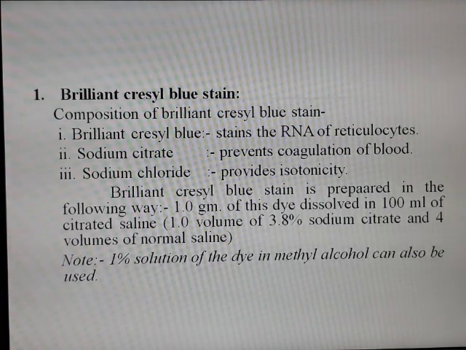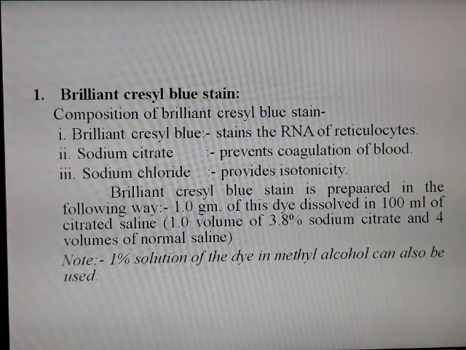The composition of brilliant cresyl blue stain is: we have to take the brilliant cresyl blue, which stains the RNA of reticulocytes; sodium citrate, which prevents the coagulation of blood; and sodium chloride, which provides isotonicity. So these are the components of brilliant cresyl blue stain along with the function of each component.